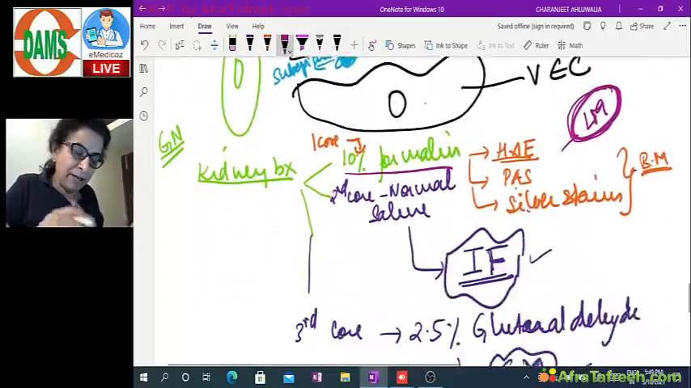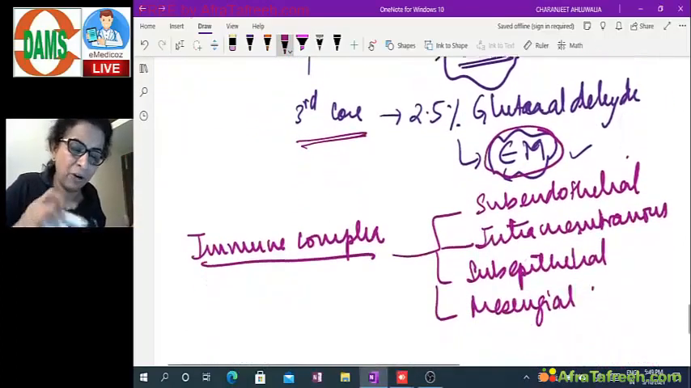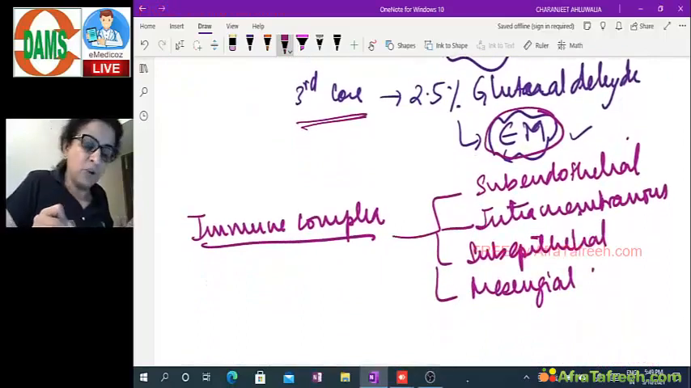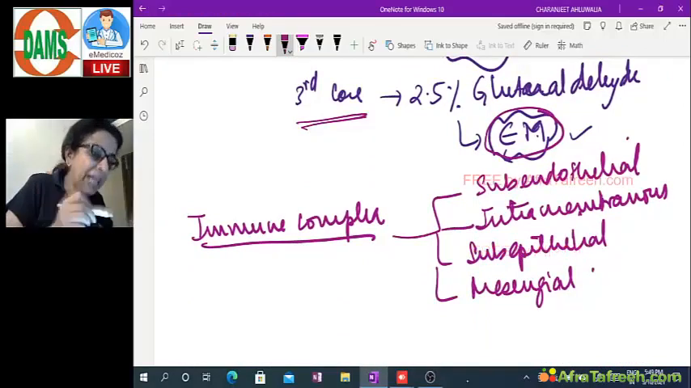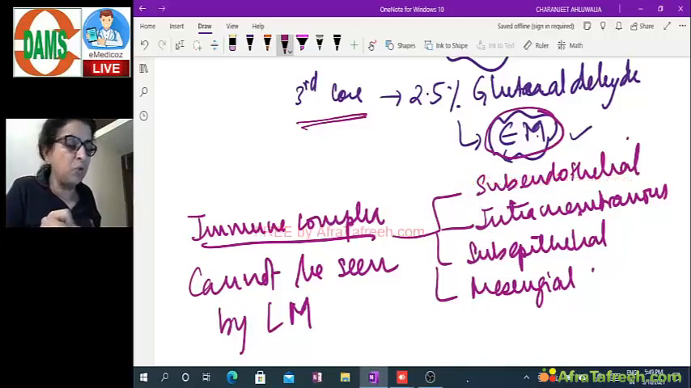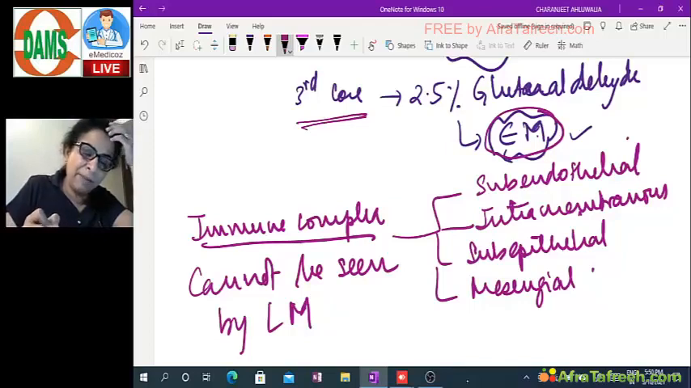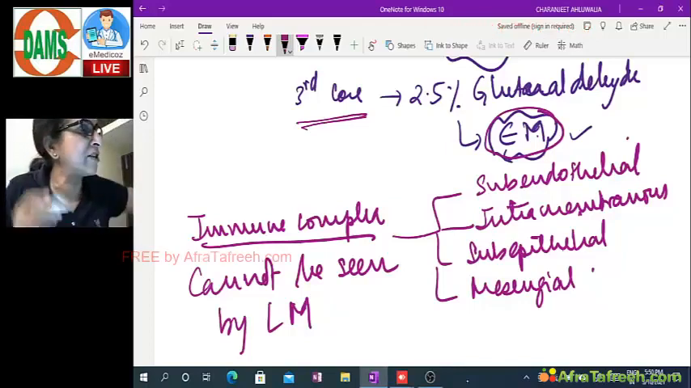So how will you see them? Now the third core that has come in 2% glutaraldehyde, you do an electron microscopy. So now by electron microscopy you can visualize these immune complexes. Immune complexes cannot be seen by light microscopy. So that is why we ask the clinician to submit one core in 2% glutaraldehyde for electron microscopic examination. Under the electron microscope you will be able to tell whether the deposits are subendothelial, intramembranous, subepithelial or mesangial. These are the only 4 locations. There is no other location.